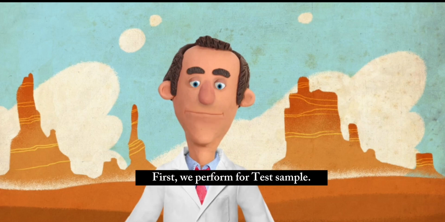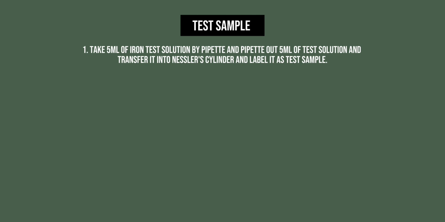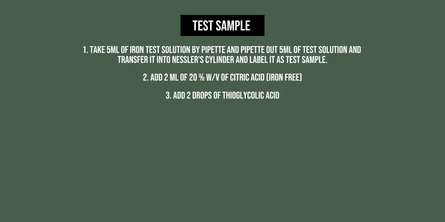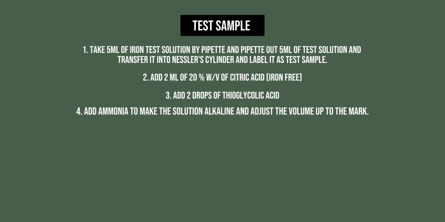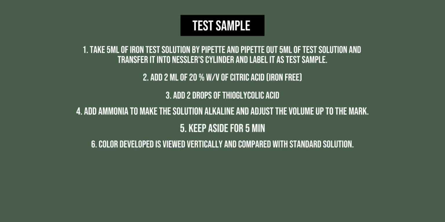Procedure. First, we perform the test sample. 1. Pipette out 5 milliliters of test solution and transfer it into a Nessler's cylinder and label it as test sample. 2. Add 2 milliliters of 20% w/v citric acid, iron-free. 3. Add 2 drops of thioglycolic acid. 4. Add ammonia to make the solution alkaline and adjust the volume up to the mark. 5. Keep aside for 5 minutes. 6. The color developed is viewed vertically and compared with the standard solution.